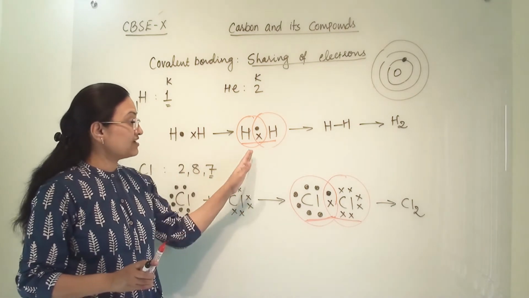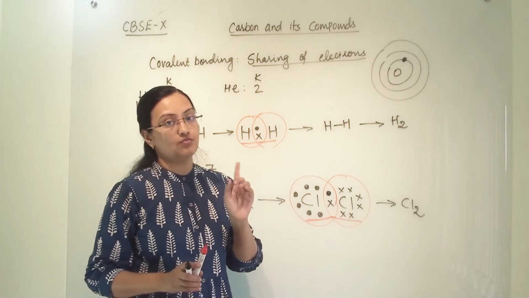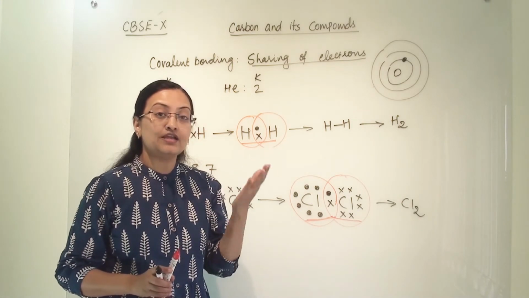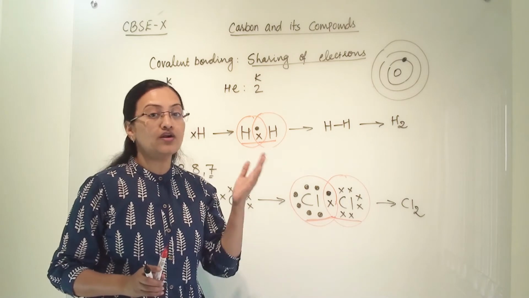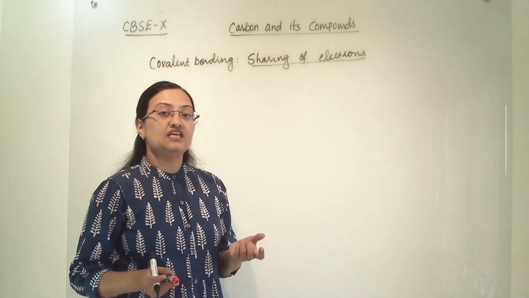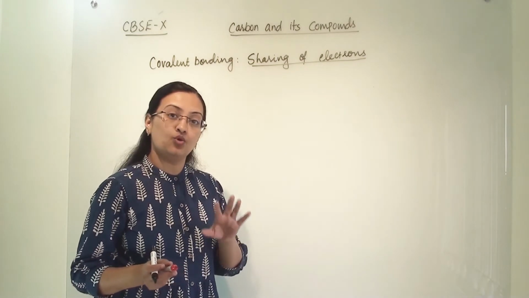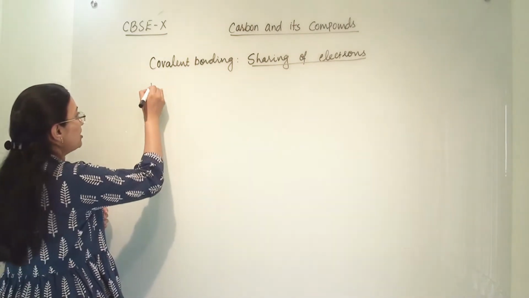Now when they are sharing one electron, they are making one single bond. When they are sharing 2 electrons and 3 electrons, they will form double bond and triple bond. That we will see now. So we have seen the single bond formation in covalent compound with hydrogen and chlorine. Now we will see when double bond will form.